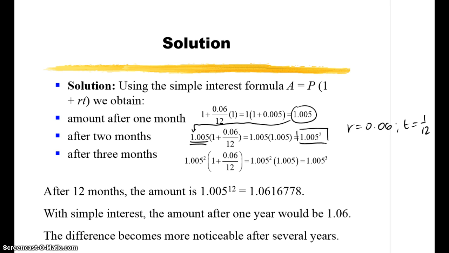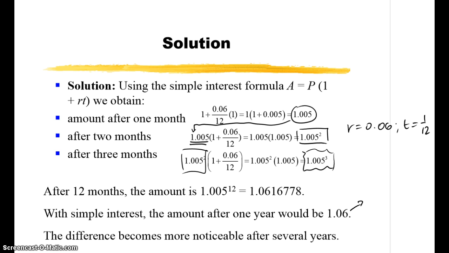So that's the new principal. So when you start calculating the interest and what's in the account the third month, you start with this new principal. Okay, that's your new P. Multiply again by 1 plus RT. And surely enough, you get 1.005 cubed. Well, you see the pattern here. If we go on after 12 months, 1 year, the amount is just going to be 1.005 raised to the 12th power. That gives you about 1.0616778. Notice that if you were to use simple interest, the amount after a year would be simply 1.06.